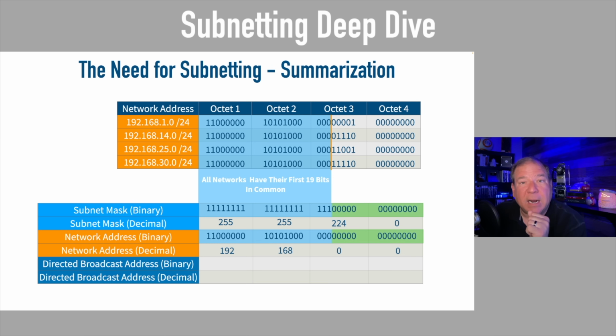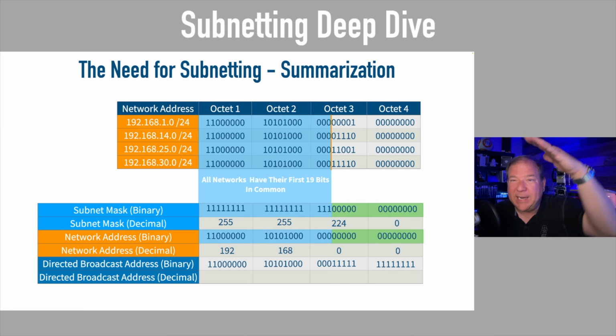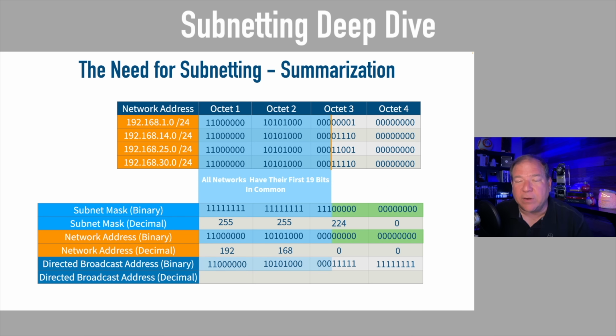Well, we have to set our host bits to 1. We've got 13 of them. So I'm going to set my 13 host bits to all 1s. And I bring down those 19 bits in common and then add on 13 1s. This is what it looks like in binary. If we do the conversion, that comes out to be 192.168.31.255. That's the directed broadcast.